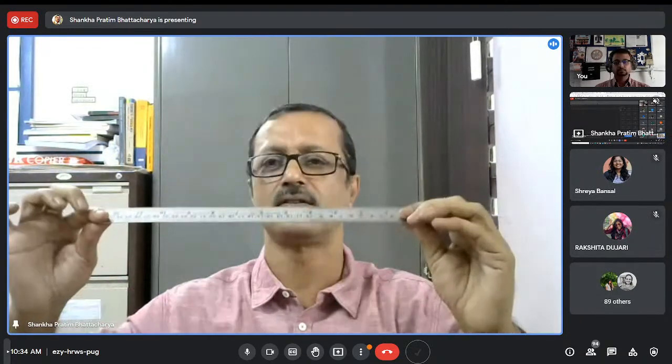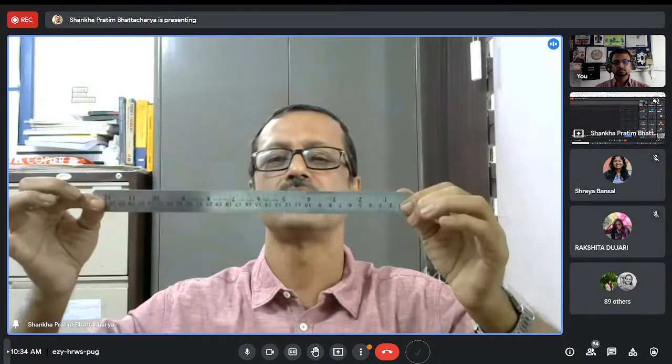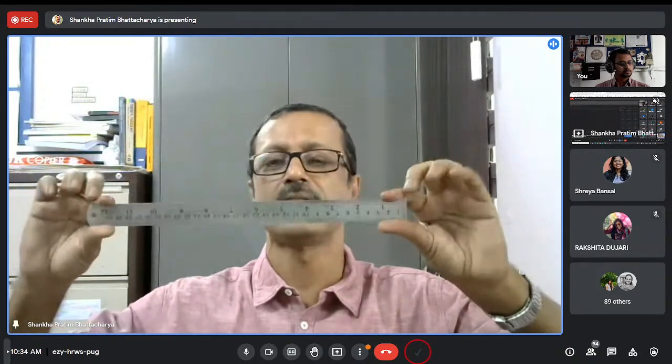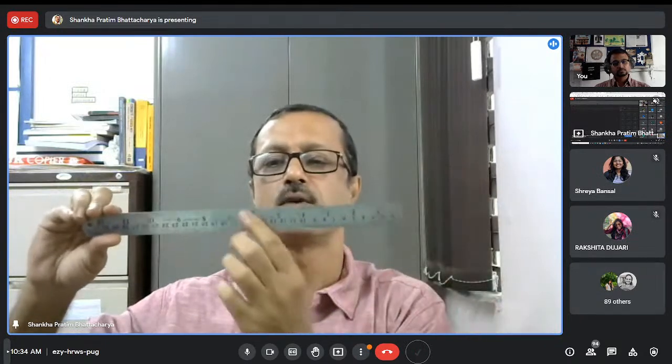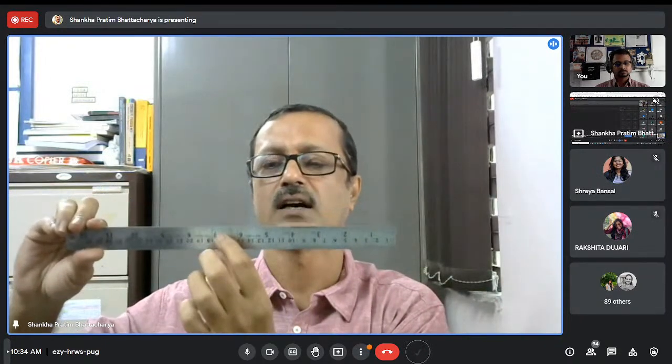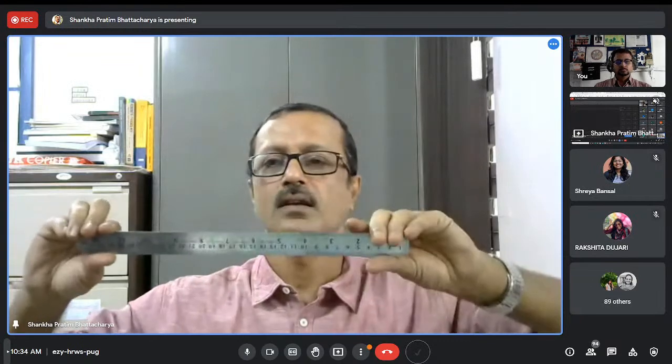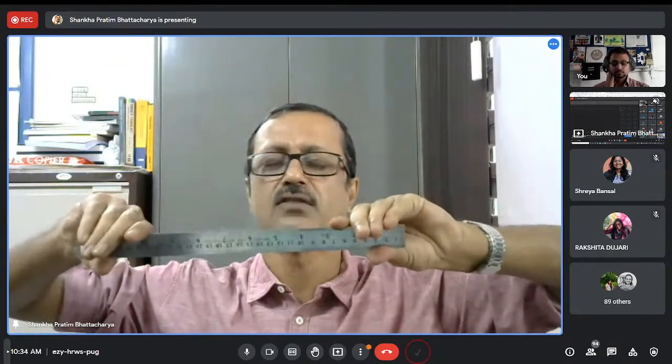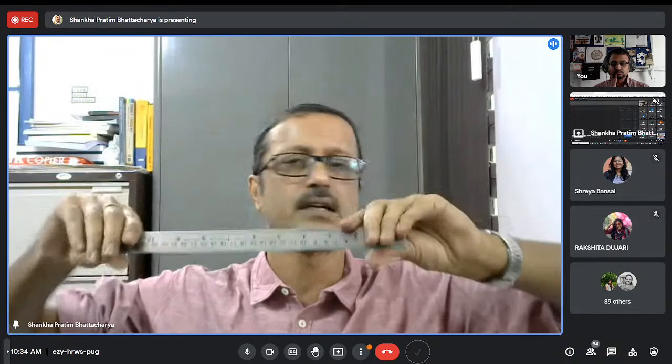If I orient this particular scale like this, now in the elevation you will see the depth is the width, which may be 1.5 centimeter or so. It's very difficult to bend. Very difficult. You cannot bend it. It is a steel scale.